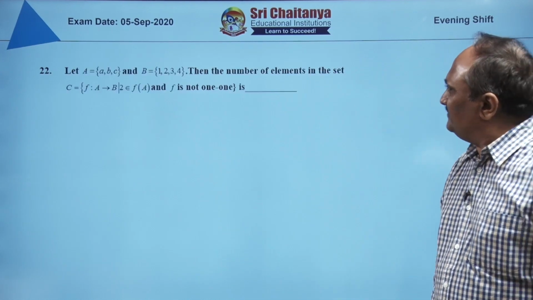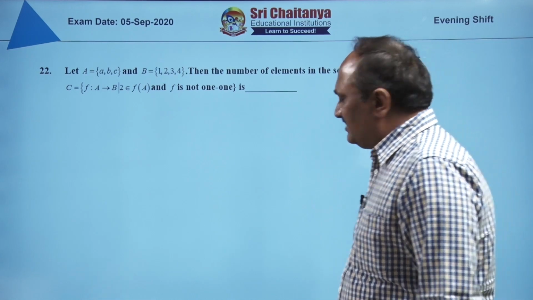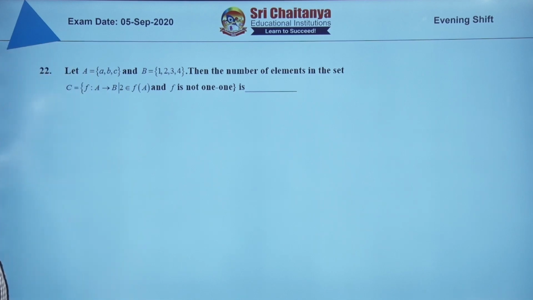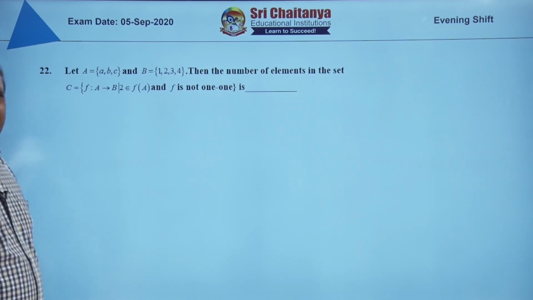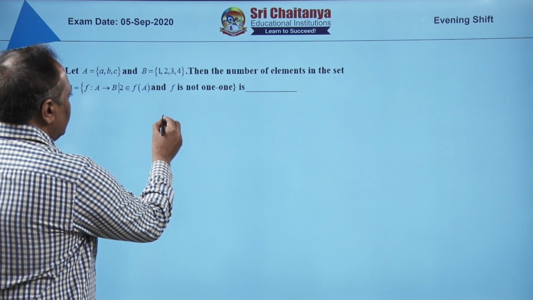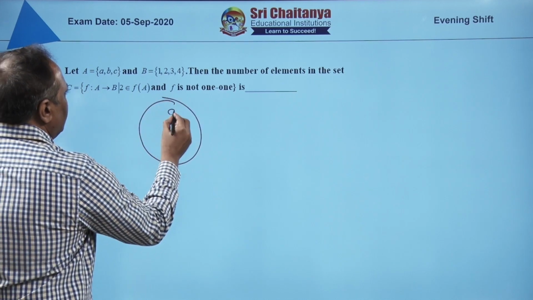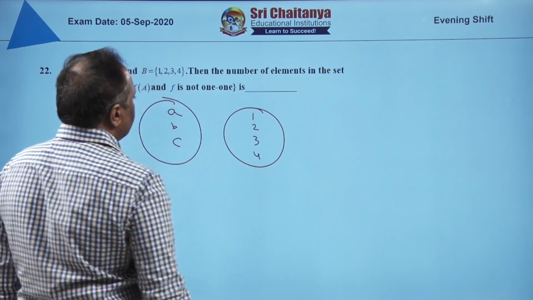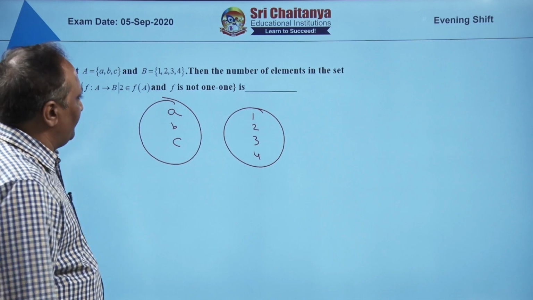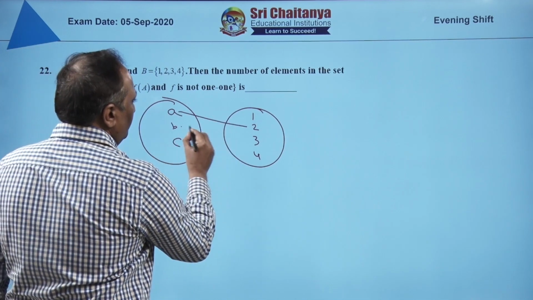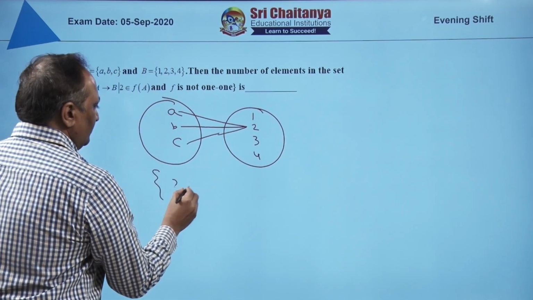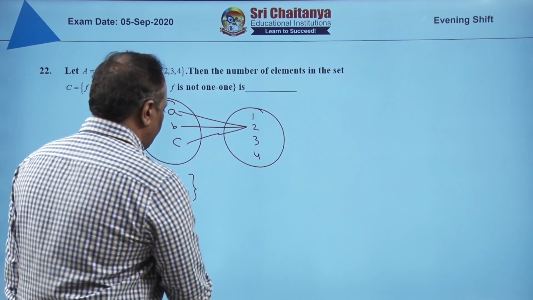Coming to the next question, let A, B, C be elements in the set. A is {a, b, c}, B is {1, 2, 3, 4}, the number of elements in the set C. f maps from A to B, 2 must be in the range of f, and moreover f is not a 1-1 function. Since f is not a 1-1 function, C must be in the range of the function. So, all are mapped to the element 2. So, the number of functions with range {2} is one function, only one function you can get because of that.